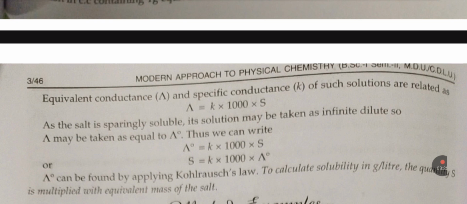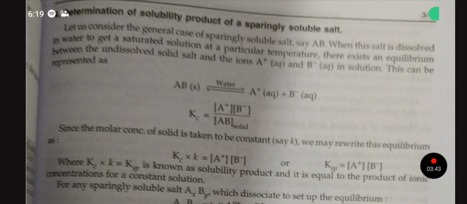S equals kappa into 1000 by lambda naught. Lambda naught can be found by applying Kohlrausch law. To calculate solubility in gram per liter, the quantity S is multiplied by the equivalent mass of the salt. Determination of solubility product of sparingly soluble salts.